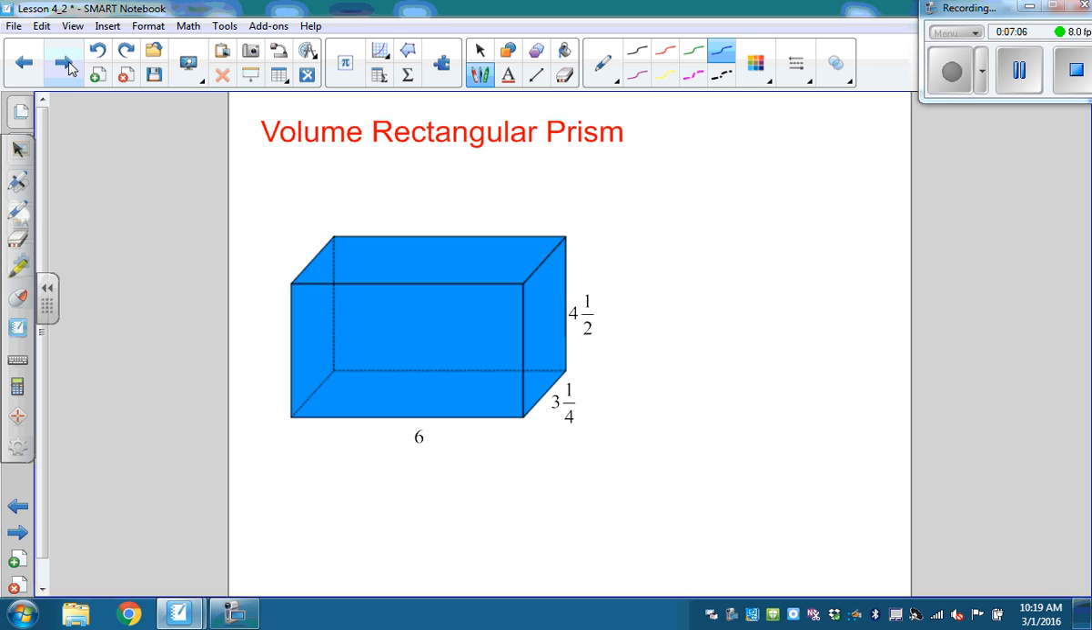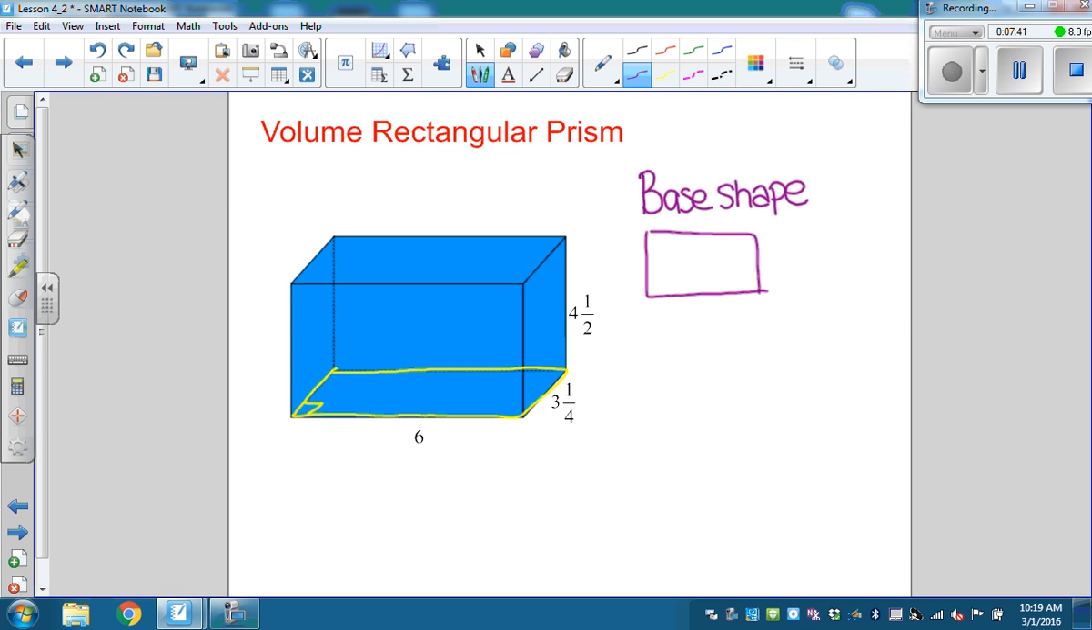In this next rectangular prism, it doesn't show the cubes. But if you understand the idea, you look at the area of the base shape, and that is a rectangle drawn in 3D. So the area of the base shape is a rectangle that's 6 by 3 1/4.